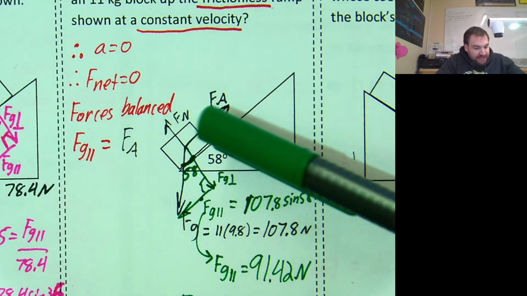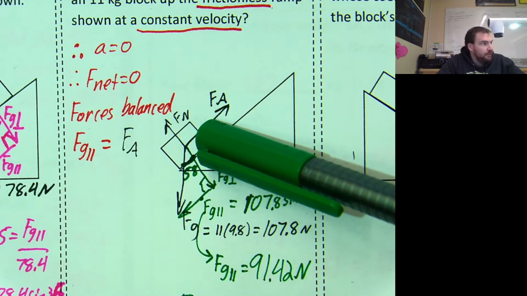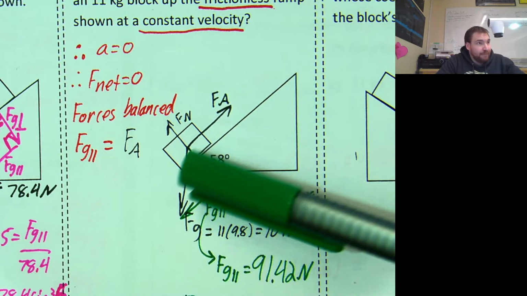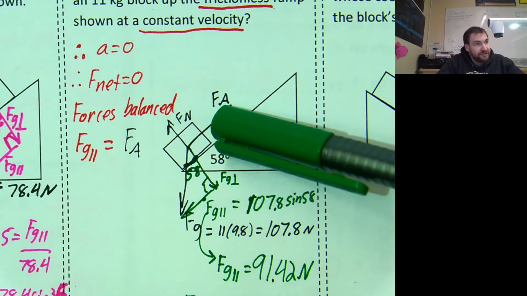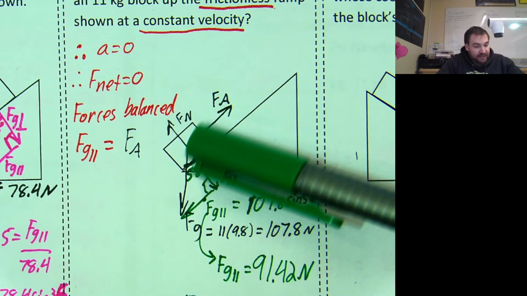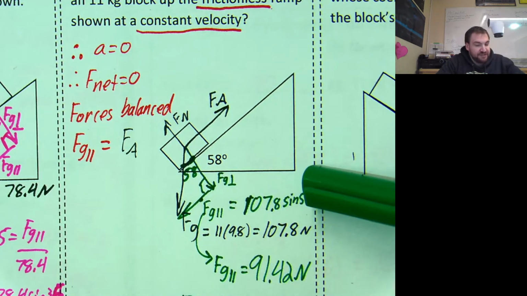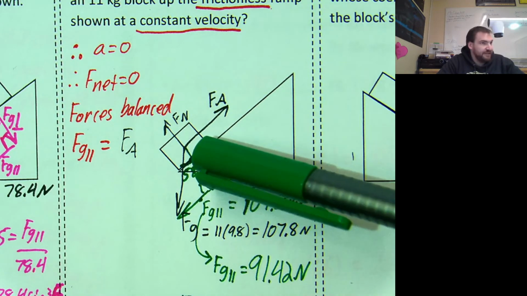Yeah, I'm pushing upwards at 91.42. If I'd lifted this object straight up, what force would I have had to apply? 107.8 newtons. So by creating an incline that I can push up, I actually am able to apply a smaller force to get the same end result, right? Like I push this guy up the incline versus lifting him straight up.